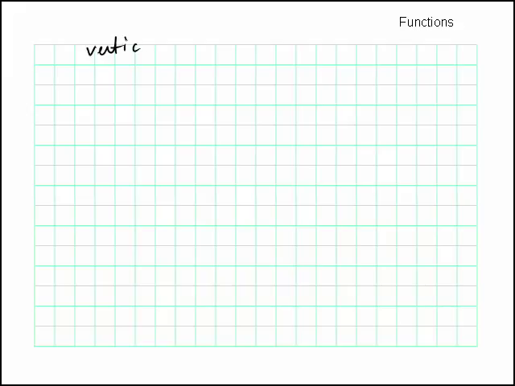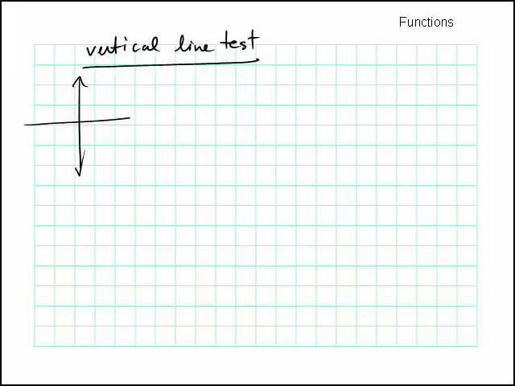Sometimes you have a graph and you want to know if it is a function. You can use what's called the vertical line test. Let me show you how that works. Let's say we have a graph that looks like, let's say, a parabola type shape there, like that. We want to know, is this the graph of a function or not?